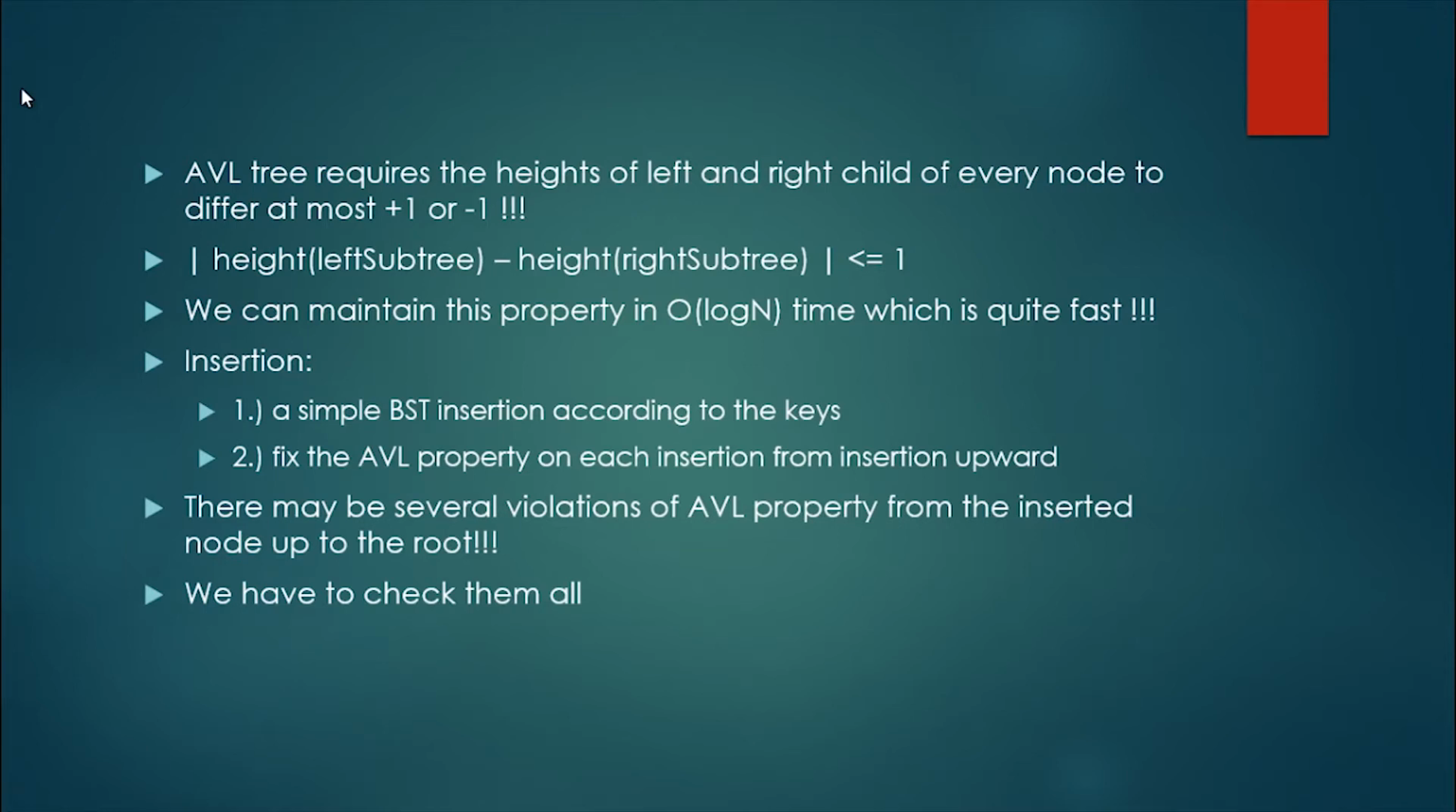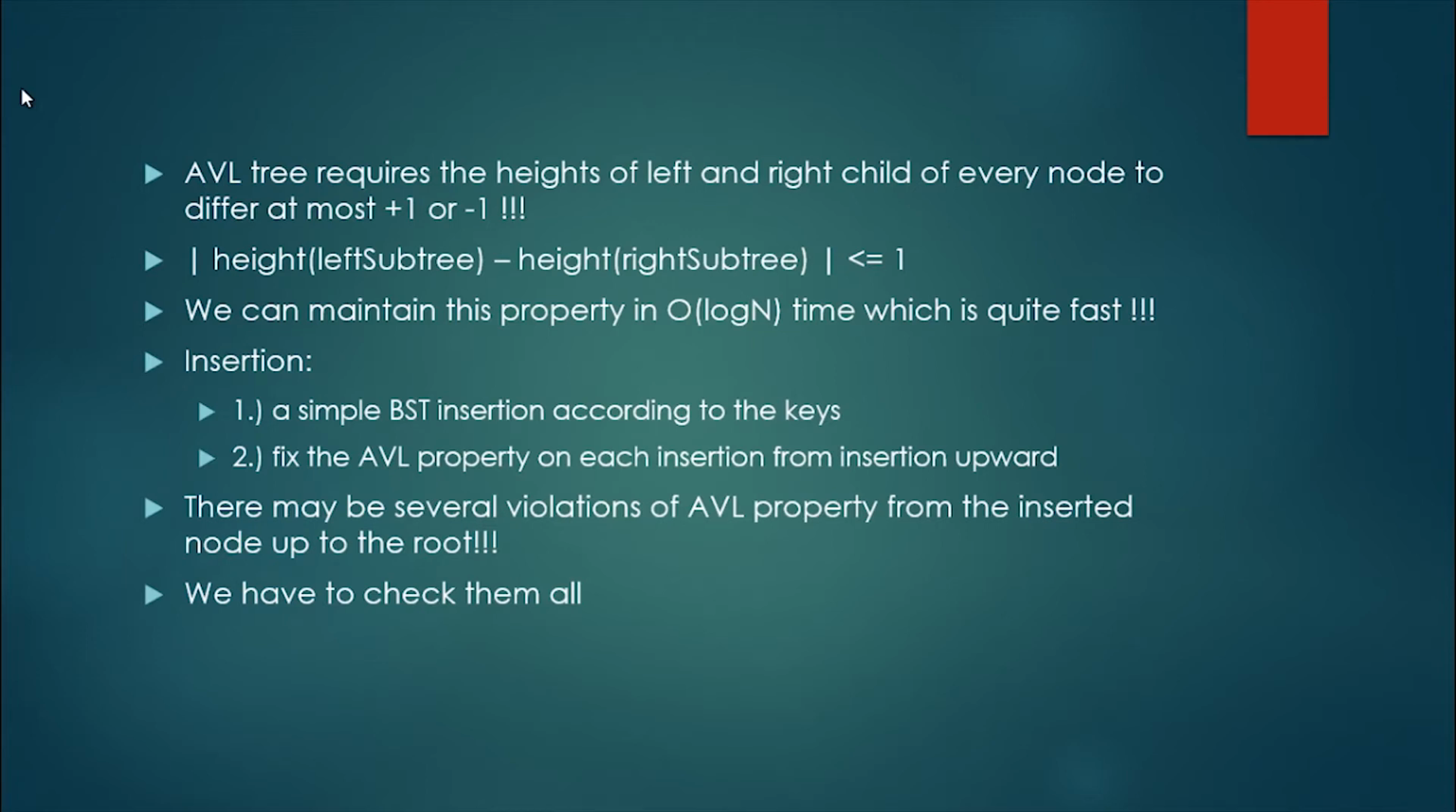So the AVL tree requires the heights of the left and right child of every node to differ by at most +1 or -1. We can write it as a mathematical equation: the absolute value of the height of the left subtree minus the height of the right subtree, if it is less than or equal to 1, it means that our binary search tree is balanced. If it's not in this range, so if it's greater than 1, then we have to make rotations accordingly. We can maintain this AVL property, which means that our tree is balanced, in logarithmic time complexity, which is quite fast.